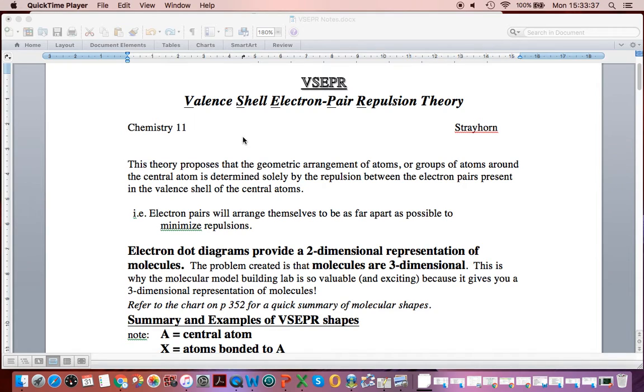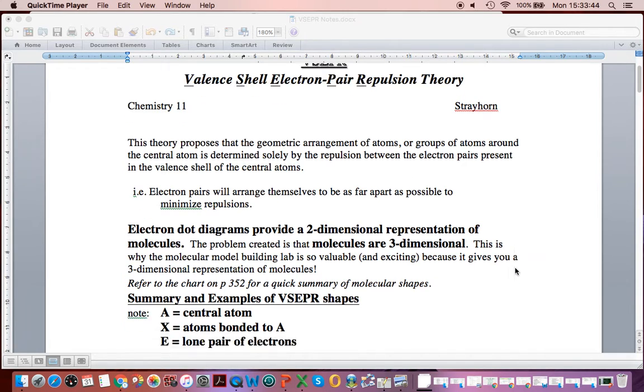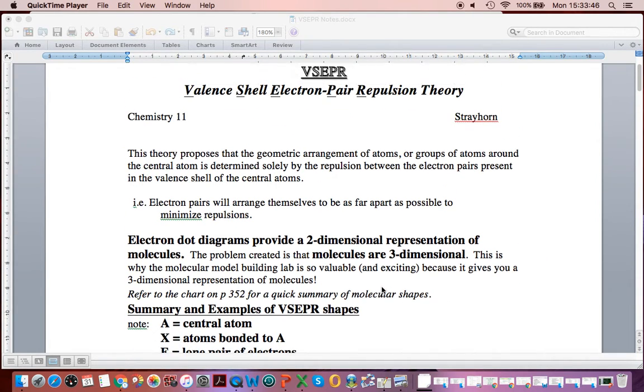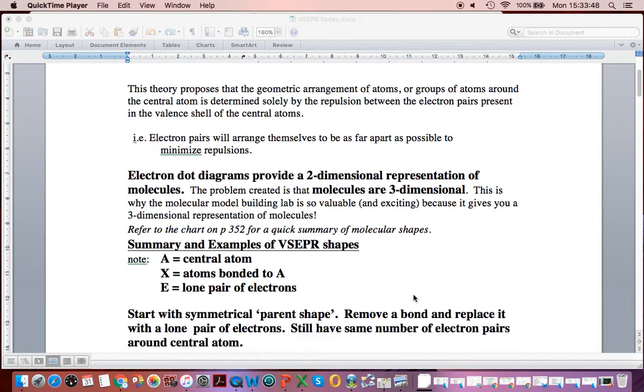Today, we're looking at VSEPR. We did a brief PowerPoint on VSEPR and talking about limitations of Lewis structures and moving to how we work out A's, X's, and E's. This is a sheet I want you to use.